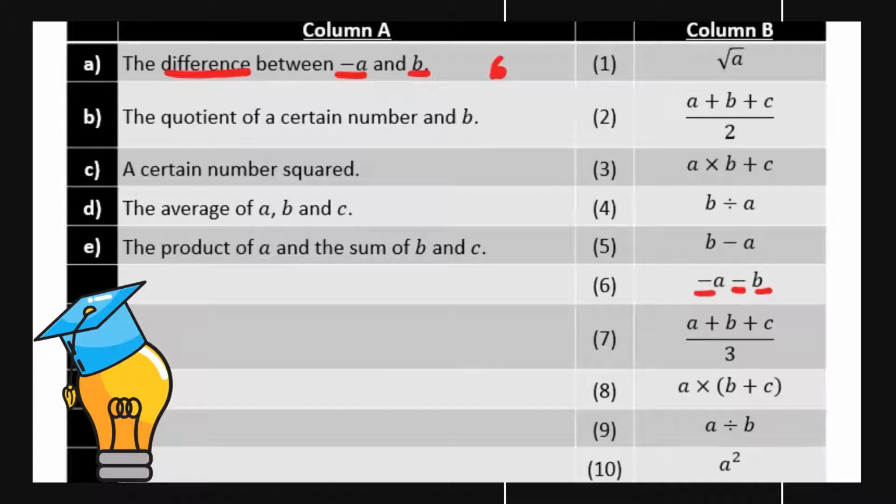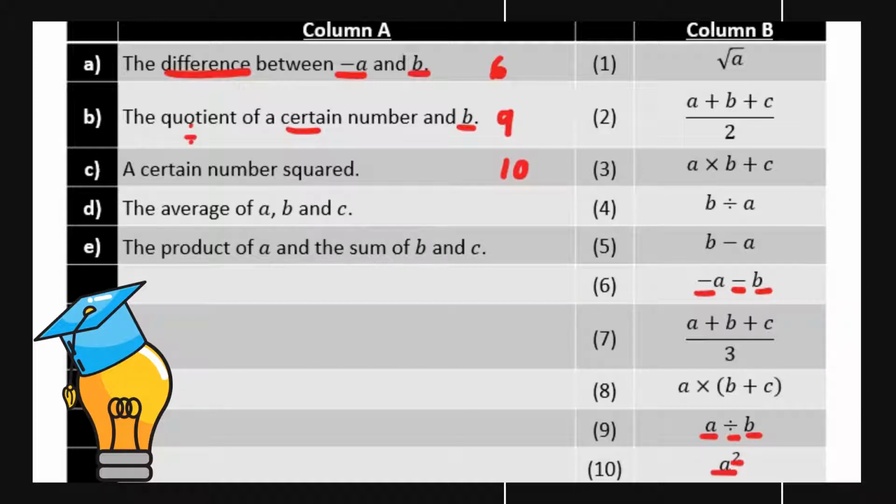If we go to B, the quotient, which means the division of a certain number and the number B. If we go through the options again, we would find a certain number divided by B. Therefore, the solution for B would be number 9. C, a certain number squared. If we look at number 10, we have a number which is squared. Therefore, number C would fit with number 10.